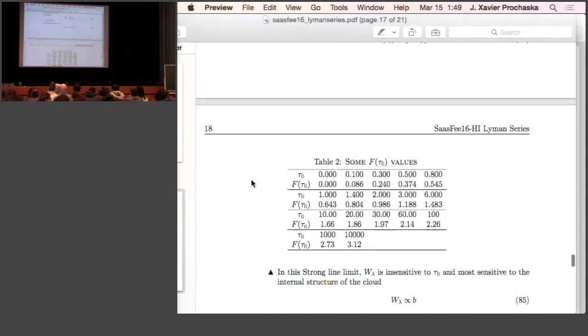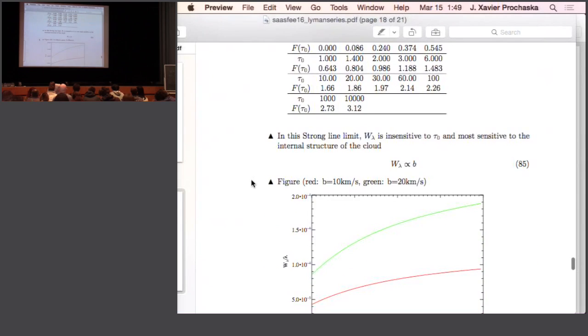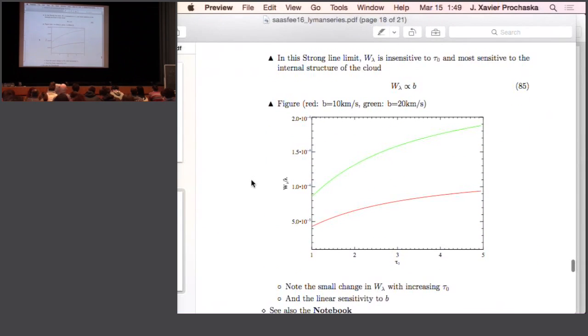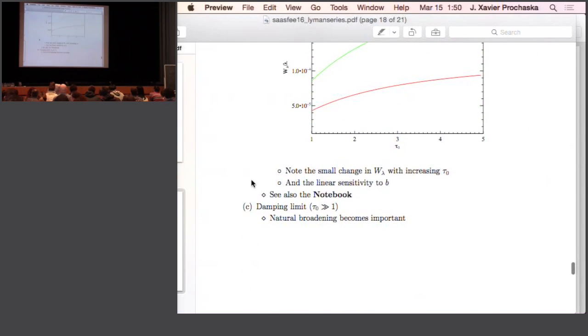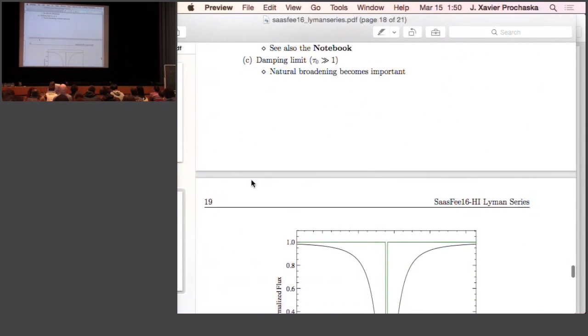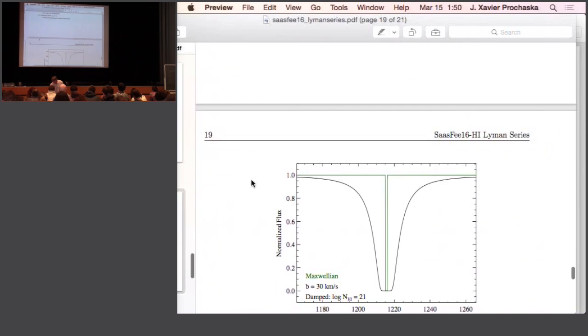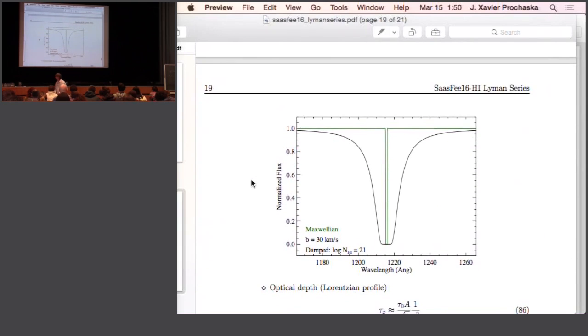I've put into the notes a classical way of describing or estimating that equivalent width in the saturated regime. But let me jump to the third regime, which is the damping limit. Now we have the central optical depth much greater than unity, and we become sensitive to those Lorentzian wings. Here again is the damped Lyman-alpha profile, to compare against what you get for just a saturated Maxwellian profile at the line center.